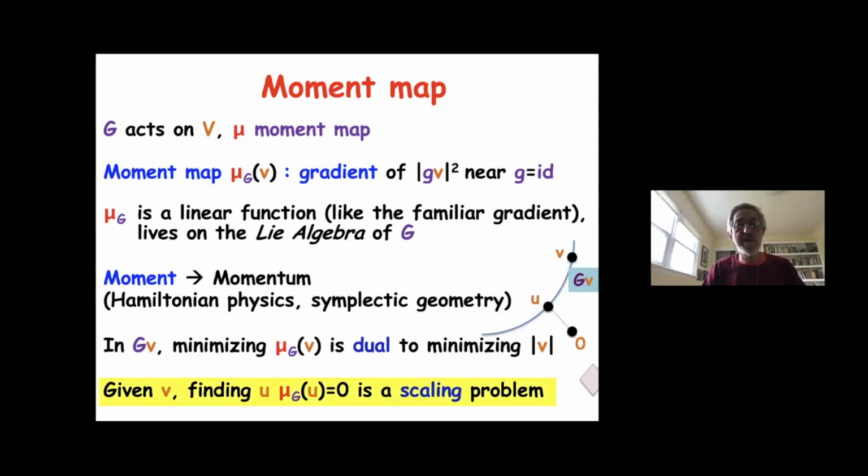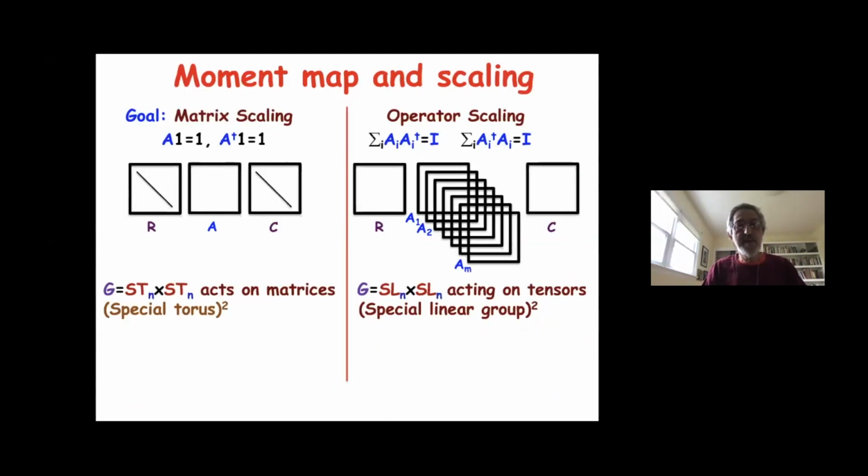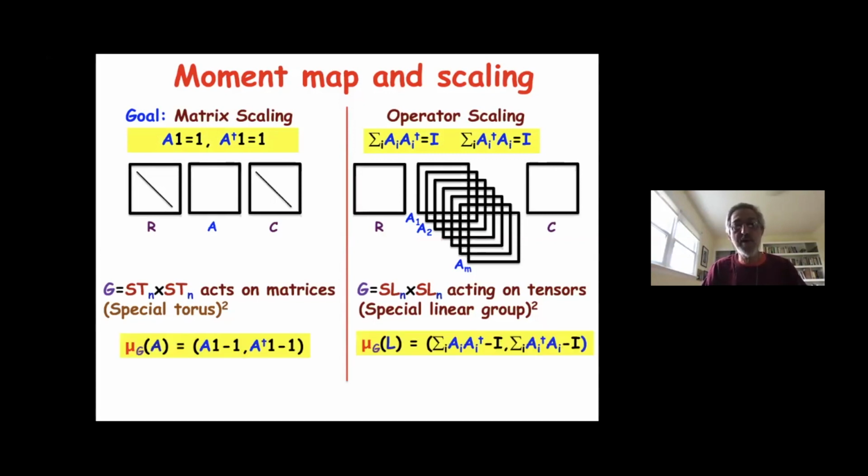So here are the examples. Here we have the two favorite problems, matrix scaling and operator scaling, and the scaling conditions are written down there. Now the moment map is well defined. You can compute it at a particular matrix A or particular tensor L. And you do that, and here's what you get. Amazingly, you get the distance to scaling in both cases. So when it's 0, you are scaled.